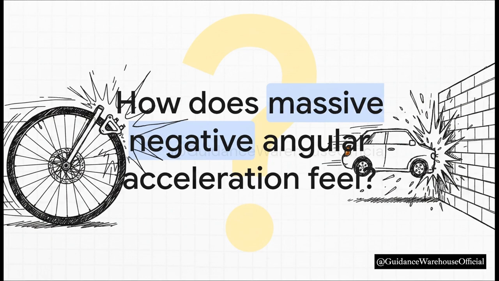But what does a massive negative angular acceleration feel like? Well, think back to our hook, slamming the brakes on that violently spinning wheel. Rotationally speaking, that is practically identical to crashing a speeding car straight into a brick wall. The velocity change is massive, and the time it takes to happen is incredibly short.